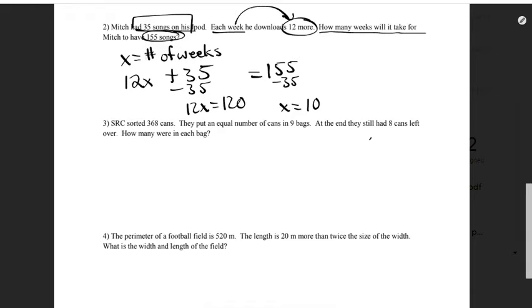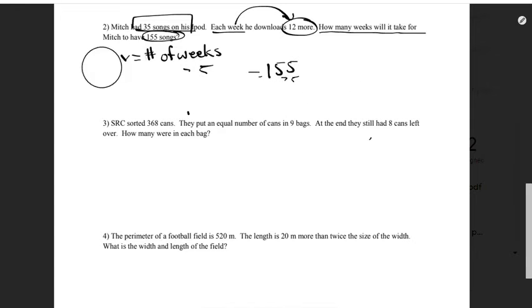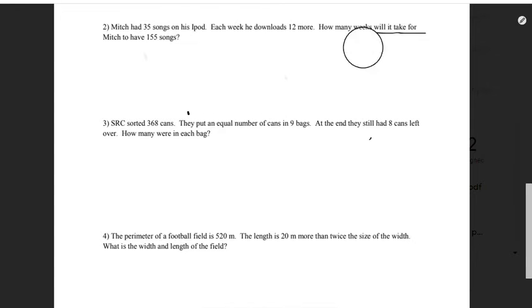So it takes him 10 weeks. 12 times 10 is 120, plus the 35 is 155. Again, I know a lot of you guys can't do that in your head, but right now, grade 7, yes, the questions are a little simpler. What I mean by that is they end up with whole numbers, and so a lot of you can work it out in your head. But trust me, it's going to eventually help you out by doing these let statements.